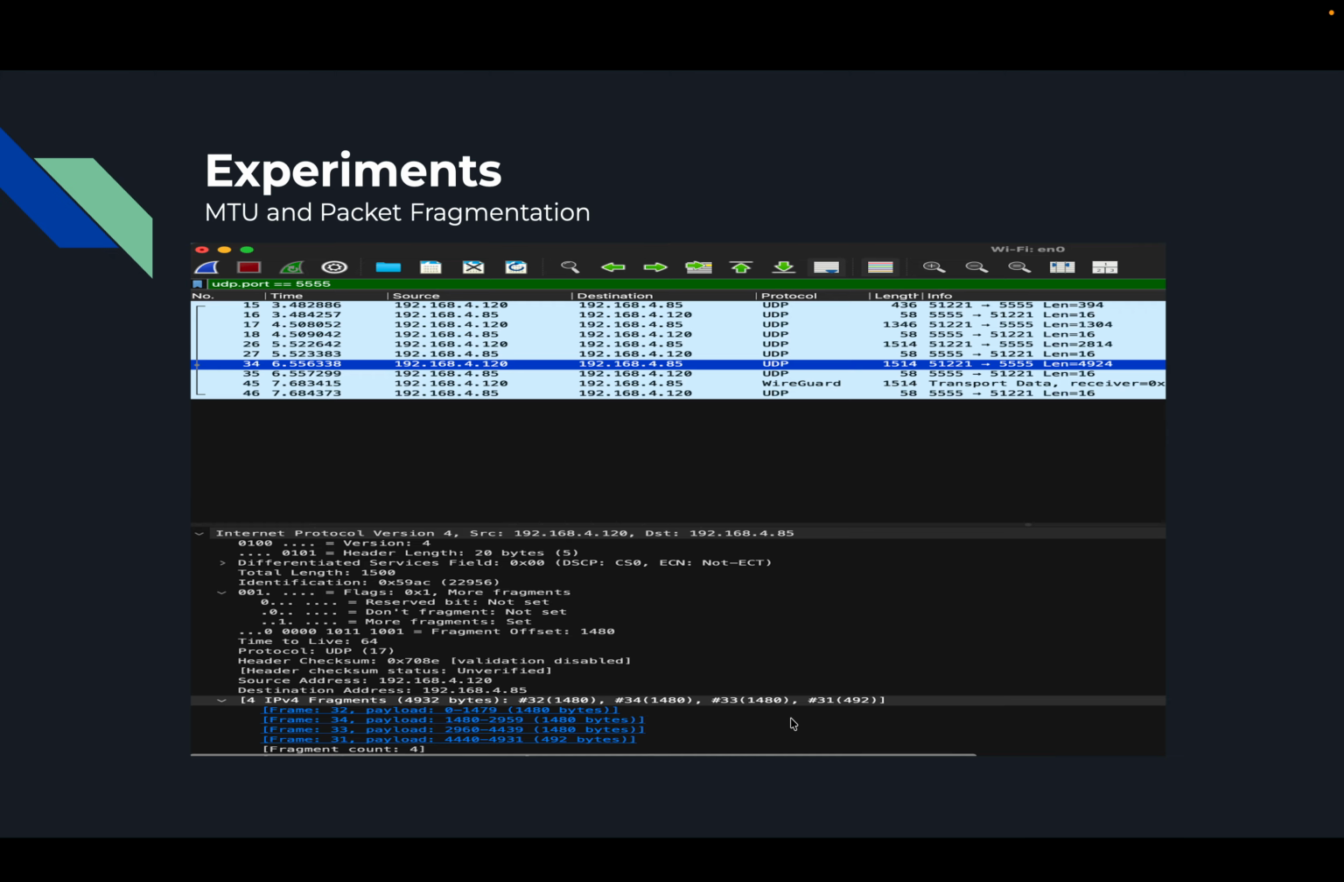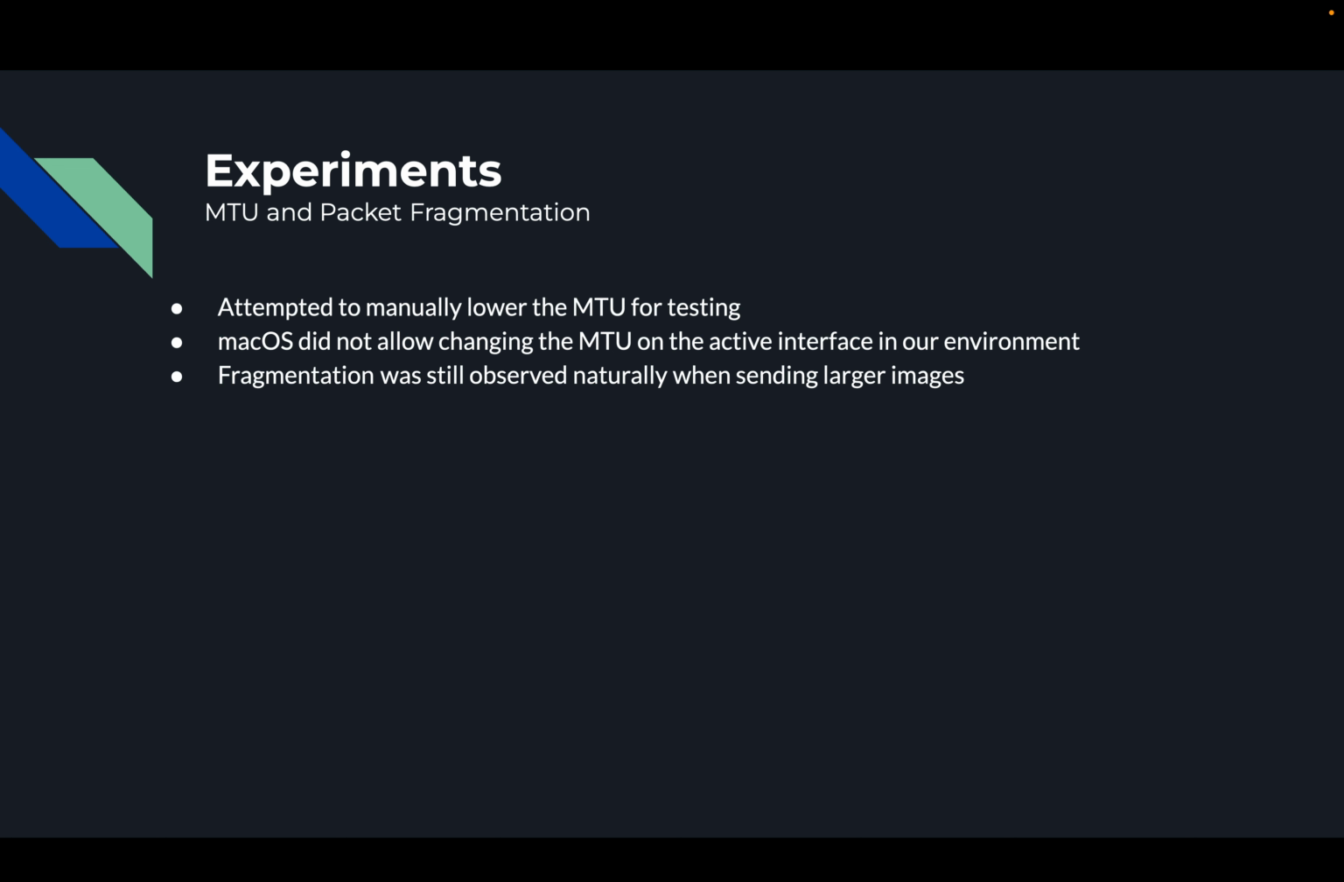Wireshark confirmed that our 4,932 byte packet was split into 4 fragments. And overall, our large UDP packets are automatically fragmented when they exceed the network MTU. Wireshark allowed us to visualize this process and verify how image data was divided and reassembled during transmission. And here, although we attempted to modify the MTU to force fragmentation, macOS restricted changes to the active interface. We were still able to observe fragmentation by transmitting images larger than the standard 1500 byte Ethernet MTU.